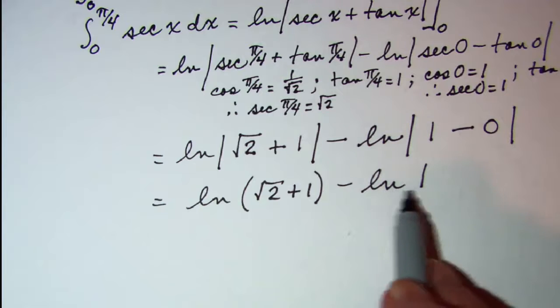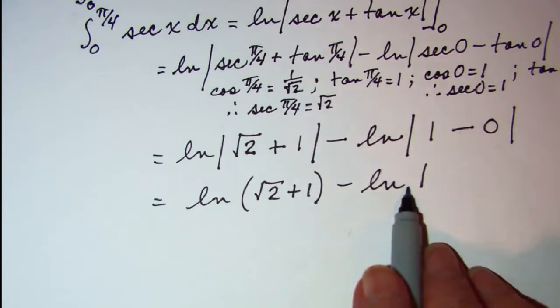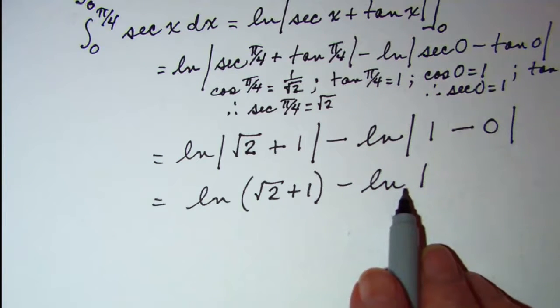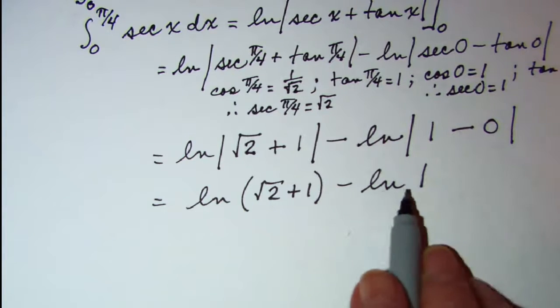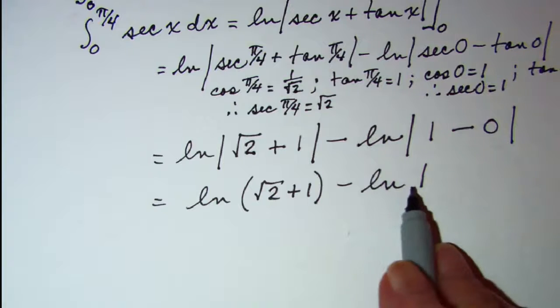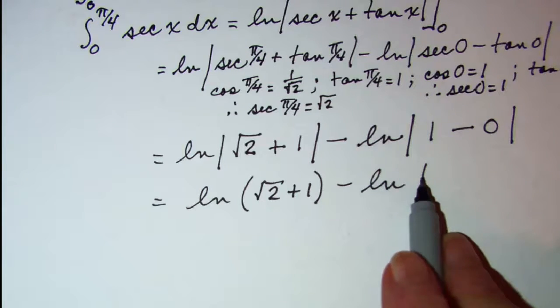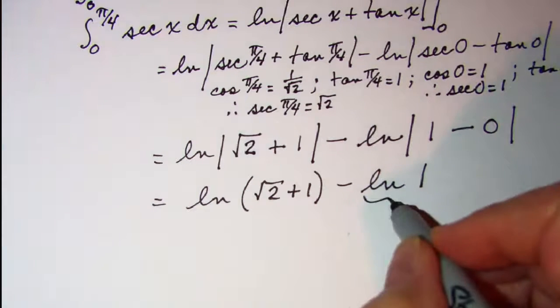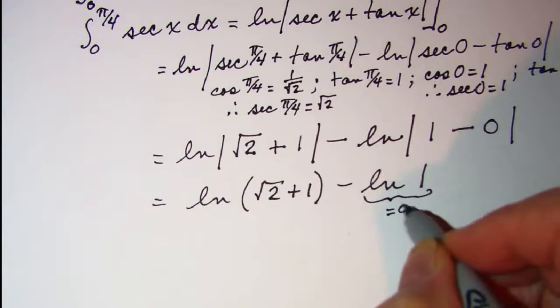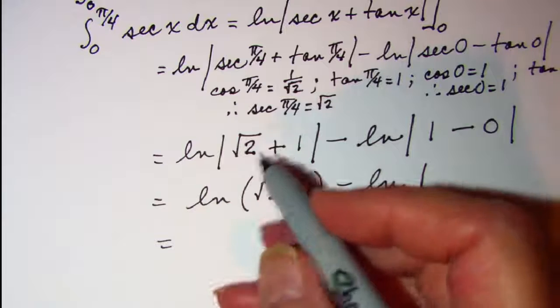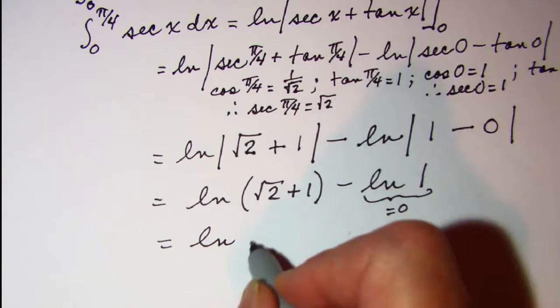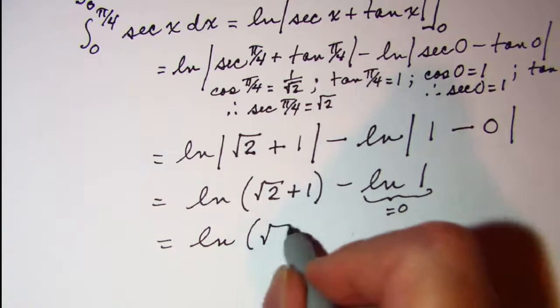If you've forgotten that, remember that the base of a natural logarithm is e. And to find the value of this expression, we would say e raised to what power gives me 1. So this right here is equal to 0. So my answer then is ln of root 2 plus 1.